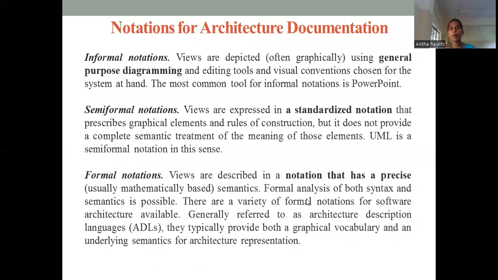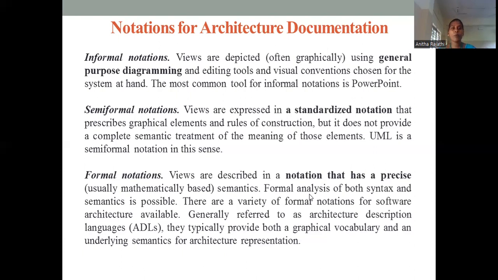Now notations. We have discussed how the documentation should be and who will be using it, and now the notation. You have three types of notation to represent the architecture: informal, semi-formal and formal. Informal means the views will be graphical, and they will use general notations and general editing tools. For example, a PowerPoint presentation is like an informal notation.